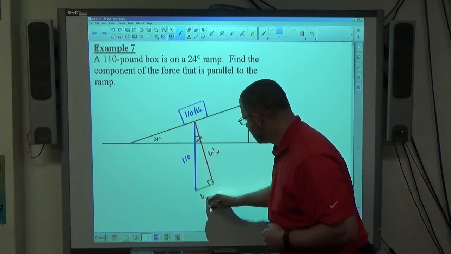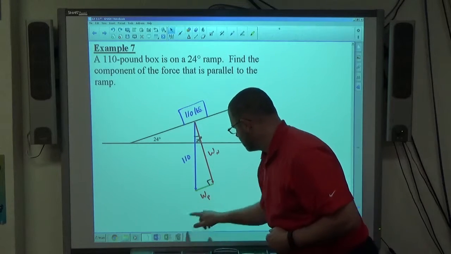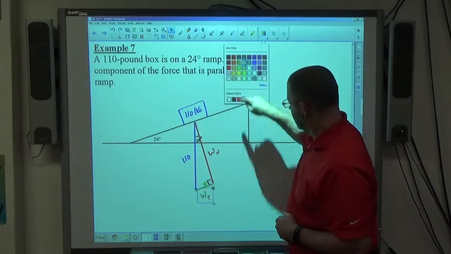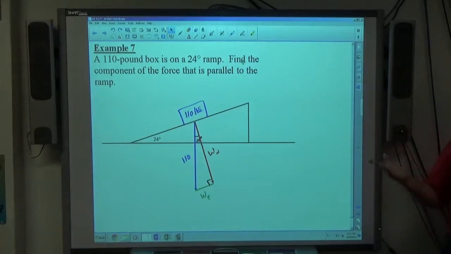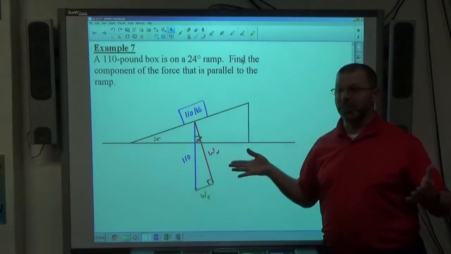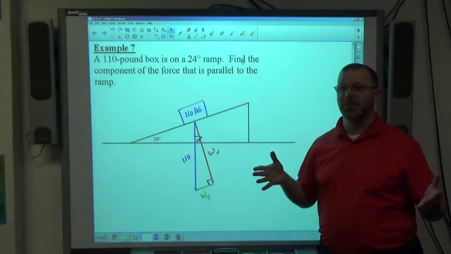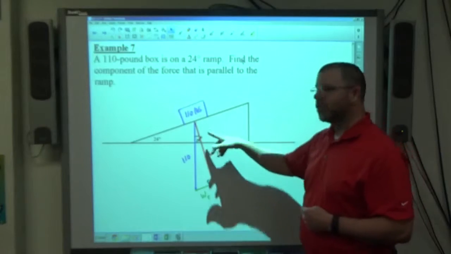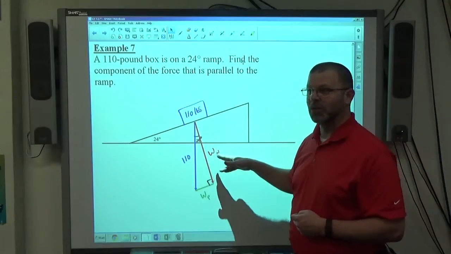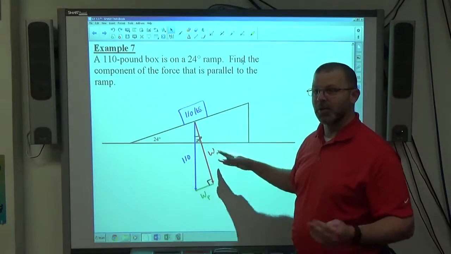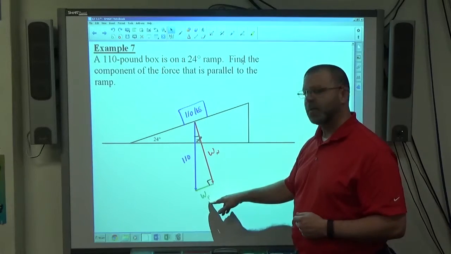We'll call this W sub p. I said perpendicular and parallel, they both start with P. The physicists in the world figured that out. Hey, we got to come up with a different word to represent perpendicular, and that word is normal. So the normal force, also known as the perpendicular force, so that's sub n normal, sub p parallel.